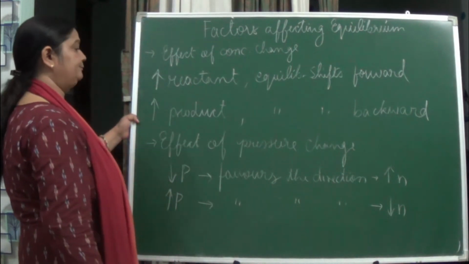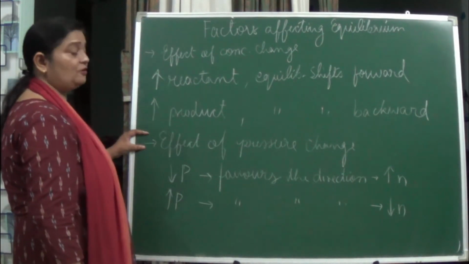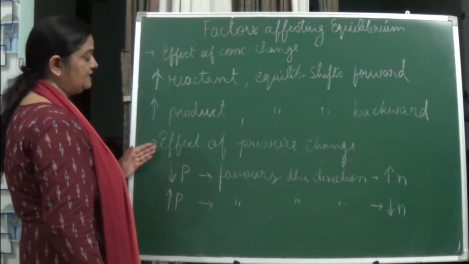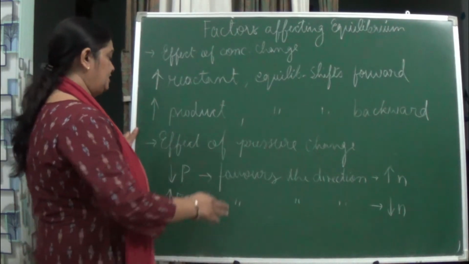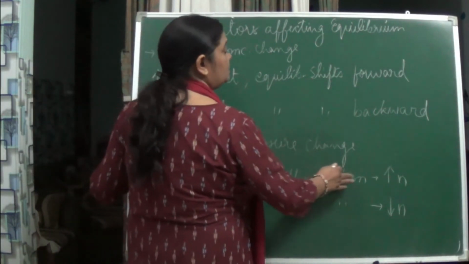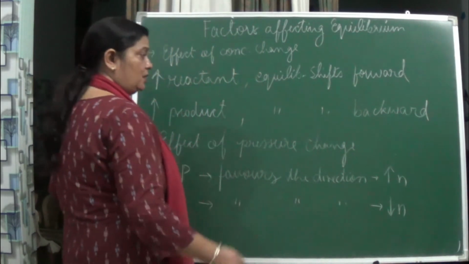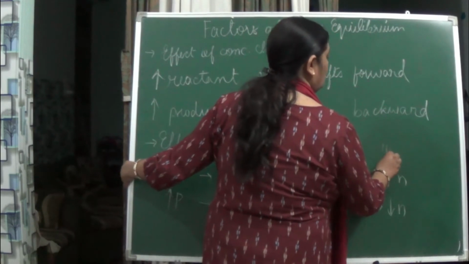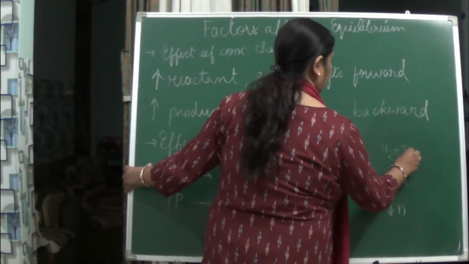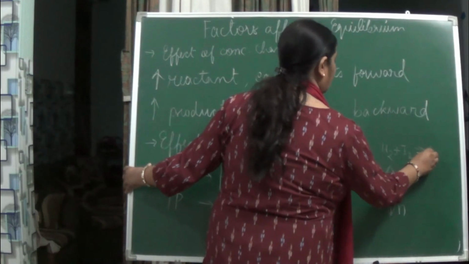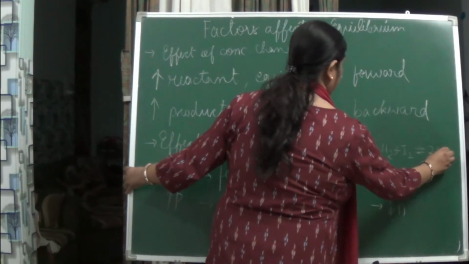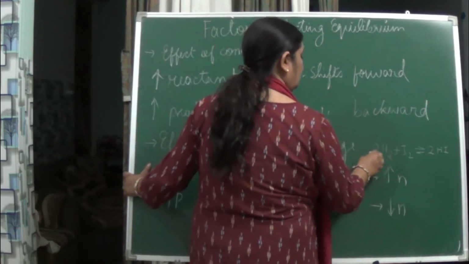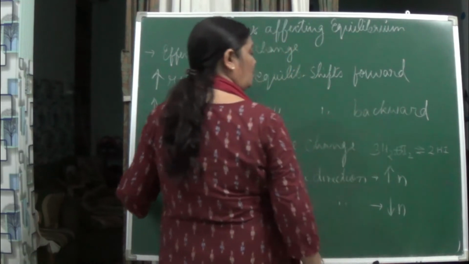Now the second is the effect of the pressure change. What happens if the pressure is less? It favors the direction in which the number of moles is more. Suppose a reaction H2 plus I2, in the equilibrium position you have 2HI, but here it is 3 and here it is 3, what happens in this?